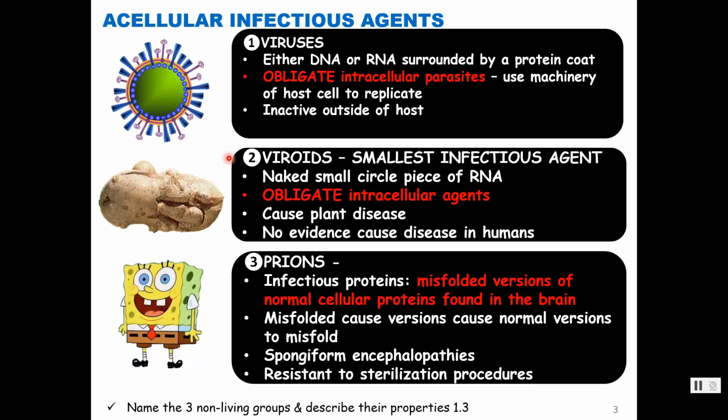Usually they enter through a wound in a plant. They cause things like cucumber pale fruit and potato spindle. So you see my little messed up potato here. They are similar to a virus in that they are obligate intracellular parasites. They are just a naked, small, circular piece of RNA, and they don't really understand exactly how they cause disease. That's pretty much all I'm going to say about them, because this is a medical microbiology class.